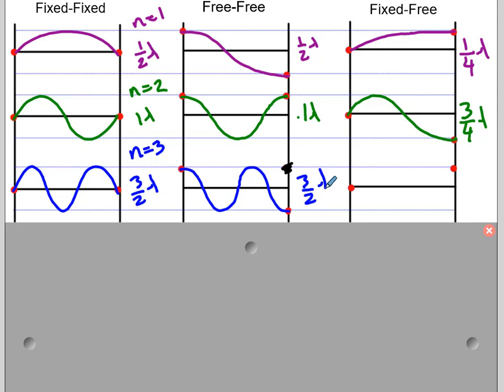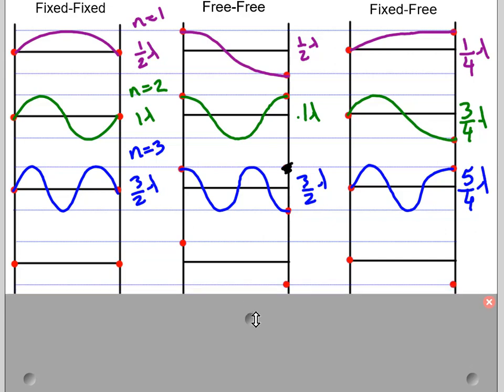All right, fixed-free, not doing too bad here. So we started high, low, high. So this one's set up right. Now we're going to go up, down, up, and here. And now if we count that up, it might be a little trickier to see. That's 1 full wavelength plus 1/4 more. That's 5/4 wavelengths. Starting to see the pattern. Let's do 1 or 2 more.